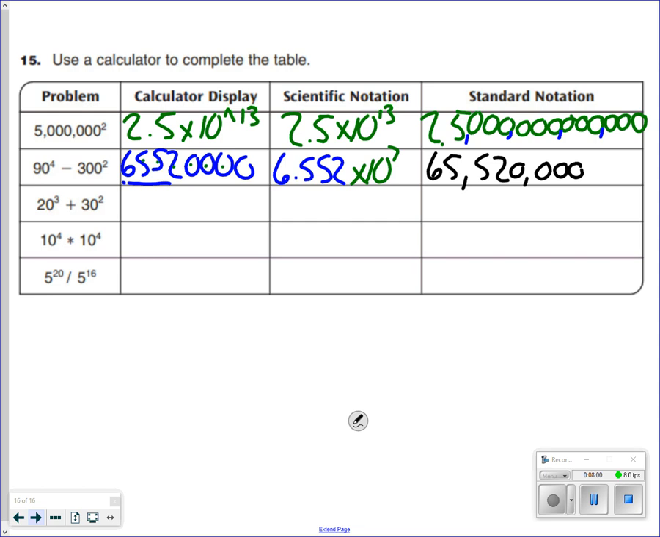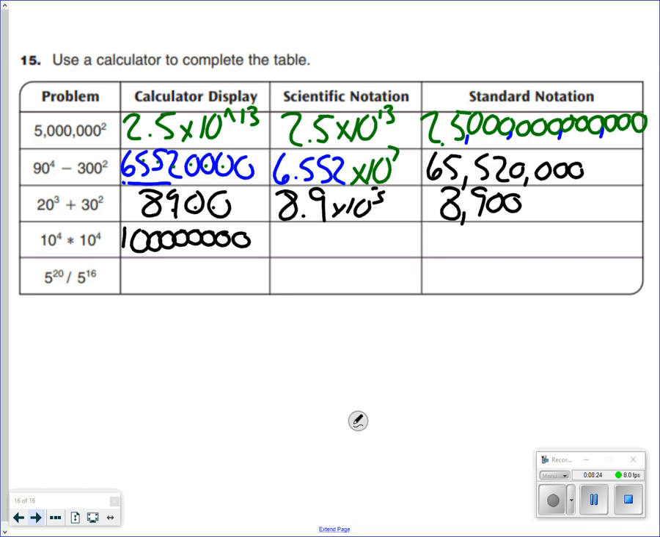This next one is 8,900. This one's pretty easy. Here, let's do 8.9. This spots 1, 2, 3 times 10 to the 3rd power. Your answer ends up as 8,900. This next one here, when you write it out, you have 1, 2, 3, 4, 5, 6, 7, 8. It would be 1 times 10 to the 8th power. And here's your answer, which is 100 million.